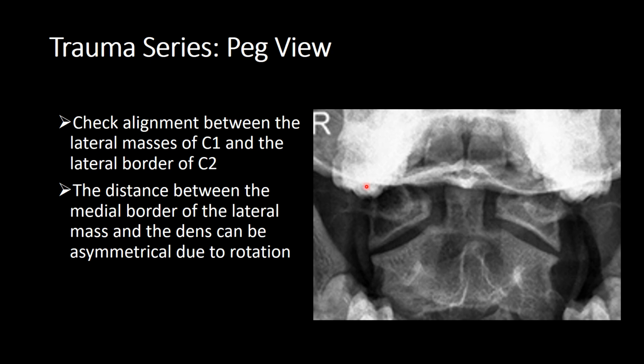We want to assess the lateral border of the lateral masses of C1 with the lateral border of C2, and they need to be in alignment.